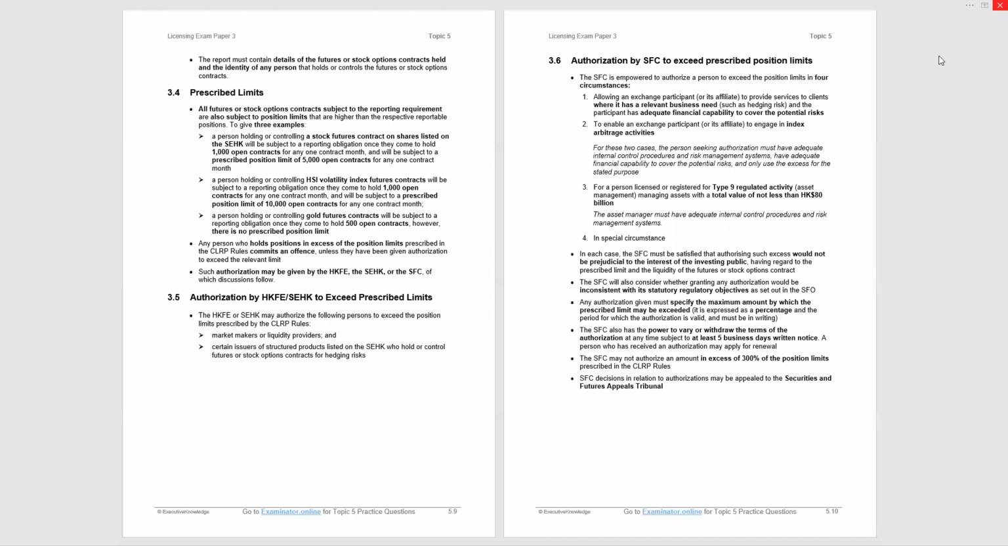Now, as I said at the beginning of the lecture on topic 5, there's not that much material. There are 3 sections, and I reckon there'll be around 7 questions. So you're going to get probably 2 or 3 questions from the first 2 sections and 1 question from the last section on the reportable and prescribed limits with regard to futures and options. So it's a good use of your time to read through this material and do the practice questions on Examinator.online, and you should be in good shape for the exam.